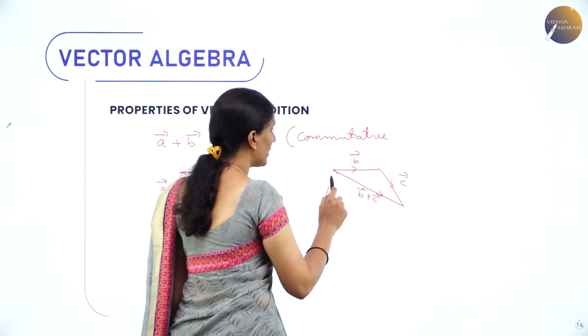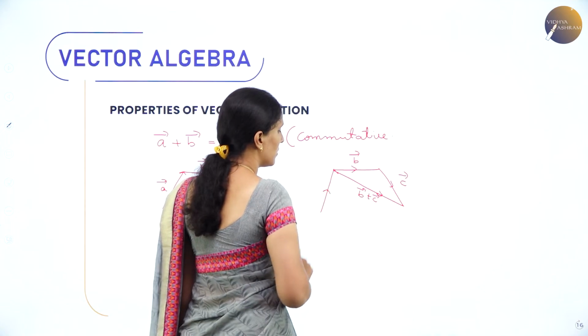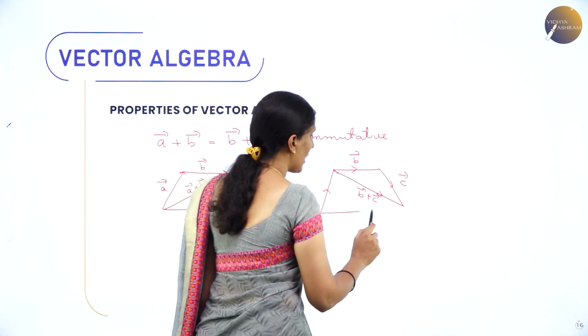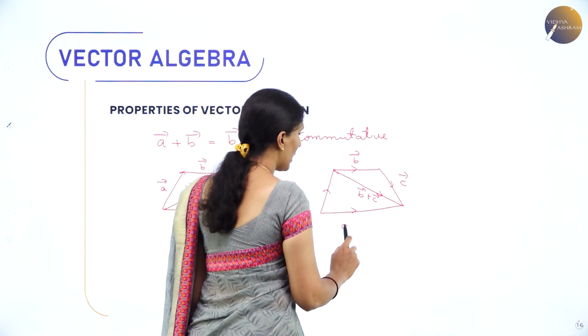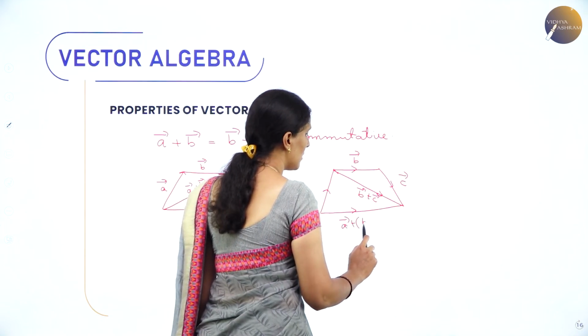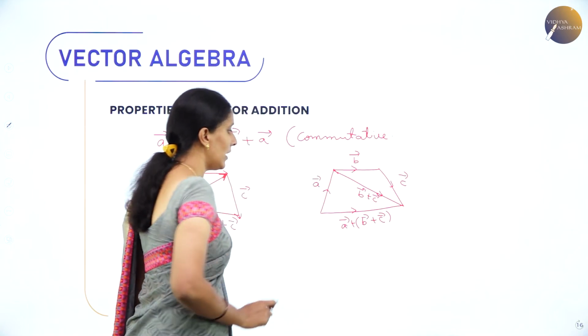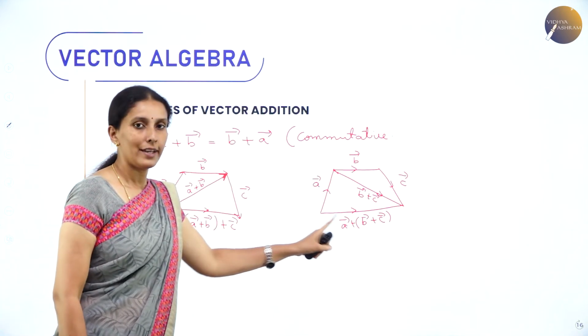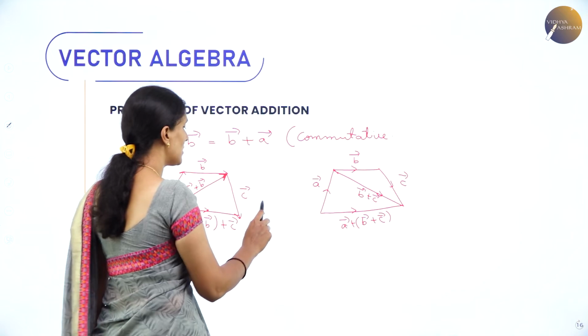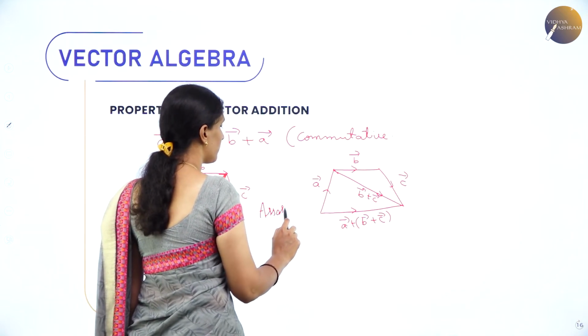Now let me add vector A here. Then this line will give you A plus B plus C. So clearly you can see the vector addition is associative. So this is associative.